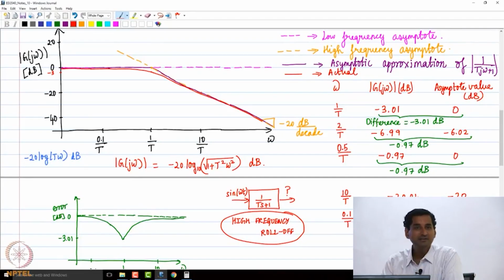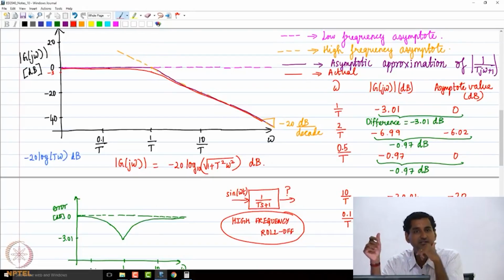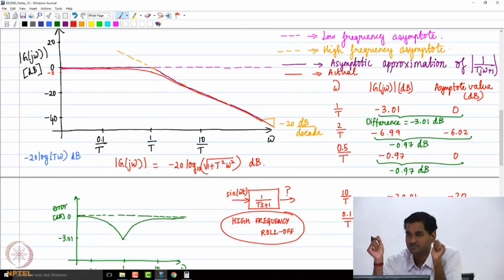For example, here the high frequency roll off is minus 20 decibels per decade, for the first order factor that we have plotted. Because as frequency keeps on increasing, the rate at which the curve is going down is minus 20 decibels per decade. That's a slope. That's what is called high frequency roll off. So as frequency increases, I'm going to have lower and lower magnitude.